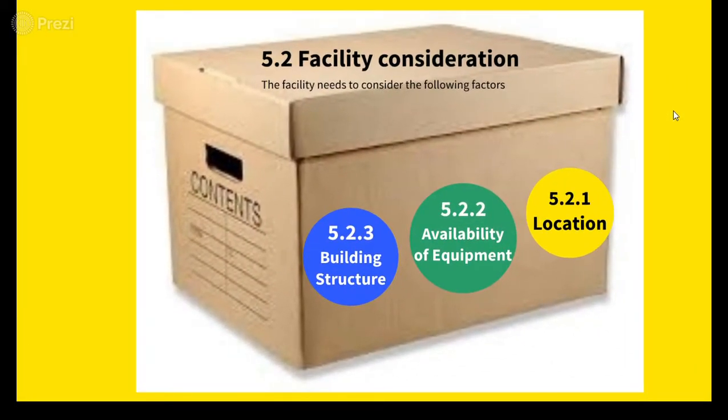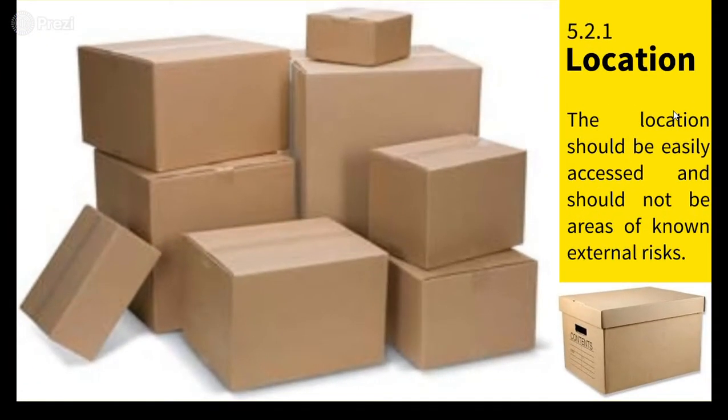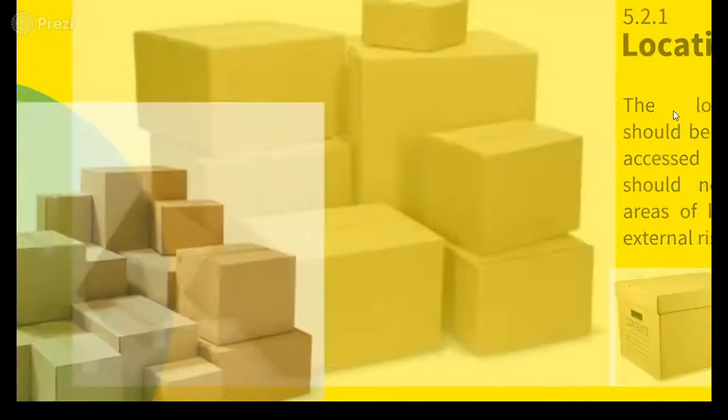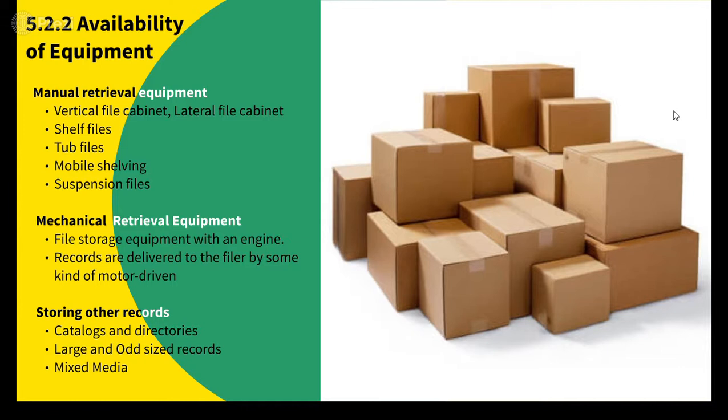The second one, facility consideration. The facility needs to consider the following factors. Location. The location should be easily accessed and should not be in areas of known external risk. Availability of equipment. Manual retrieval equipment: vertical file cabinet, lateral file cabinet, shelf files, tab files, mobile shelving, suspension files.